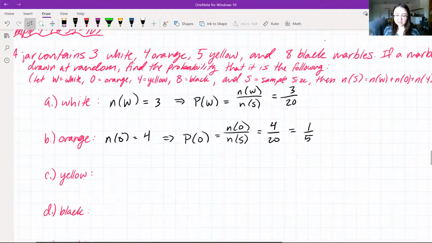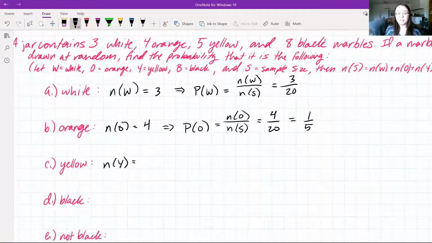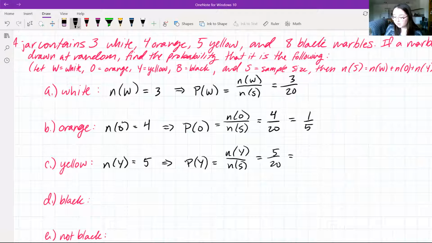So for part C here, we have yellow, so we know N of Y, since we know there's 5 yellow marbles, that's going to be equal to 5. And we have our probability of drawing a yellow marble is the number of yellow marbles divided by our sample size. So it's going to be 5 divided by 20, which in this case is going to be 1 over 4.